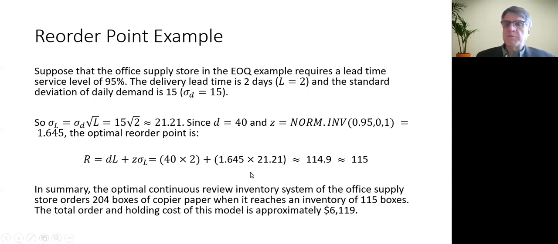So in summary then, putting together our EOQ example, which gets us the order size, and this reorder point analysis, the way our optimal continuous review inventory system would work would be to order 204 boxes of copier paper whenever the inventory level reaches 115. And the annual order and holding cost of this system is about $6,119 a year. As we noted earlier, ordering 200 boxes every time is not going to change the numbers very much. But the key thing here in this clip is that we've added the reorder point.